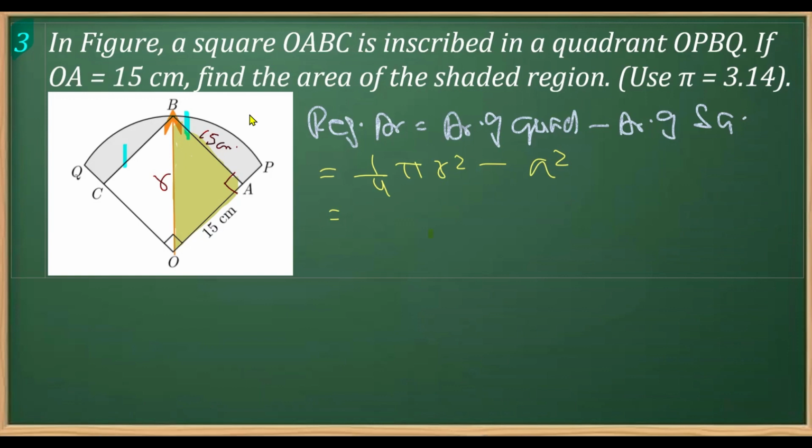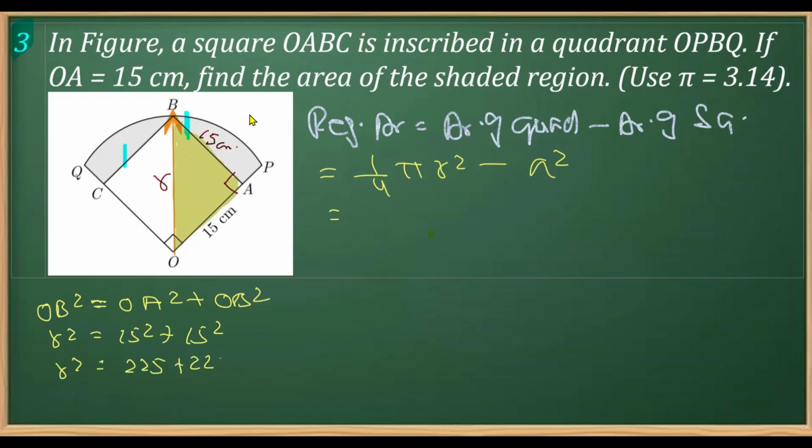For that I'm going to use the Pythagoras theorem. The square of the hypotenuse is equal to the sum of the squares of the other two sides. So it's OA square plus OB square. Here R is the radius. OA is 15, so it's 15 square plus 15 square. So R square comes out to be 225 plus 225, and R square is 250. Now do not find its square root, do not find R, as we need R square only and we don't need R.